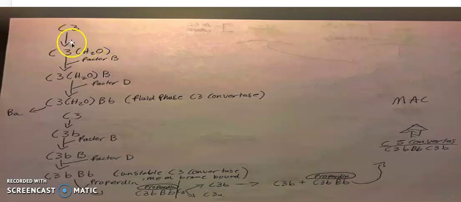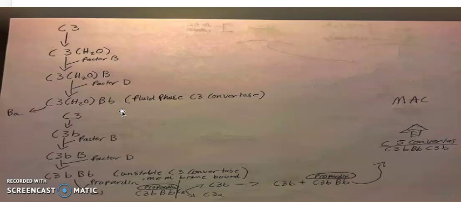So this C3 will spontaneously hydrolyze, and after it spontaneously hydrolyzes, factor B is going to come in and create C3H2O big B. Now factor D is going to cut B into big B little b and Ba. So now you have C3H2O big B little b, and this is going to be the fluid phase C3 convertase.